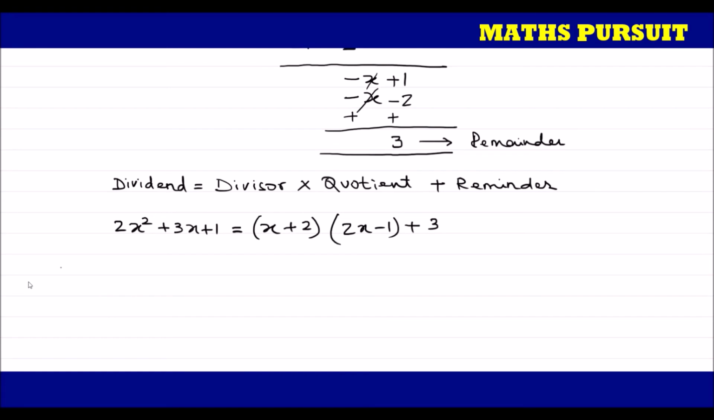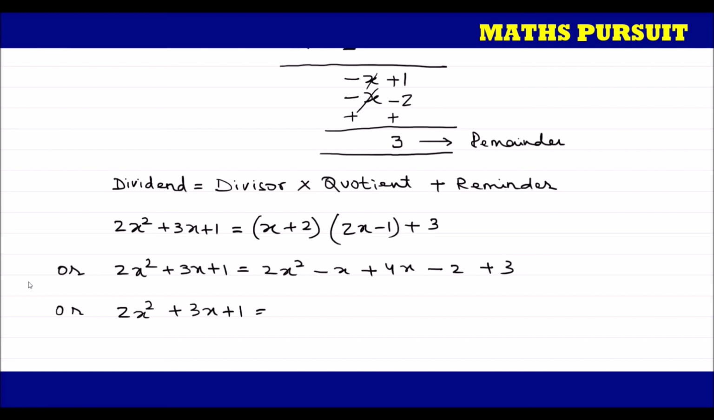So I can write 2x to the power 2 plus 3x plus 1 is equal to, we just need to multiply: x into 2x is 2x to the power 2, x into minus 1 is minus x, plus 4x, this 2 into 2x is plus 4x, this 2 into minus 1 is minus 2, plus 3. Or I can write 2x to the power 2 plus 3x plus 1 is equal to 2x to the power 2. Here we have minus x and here we have 4x. So minus x plus 4x is plus 3x, and here we have minus 2 and plus 3, which becomes plus 1.